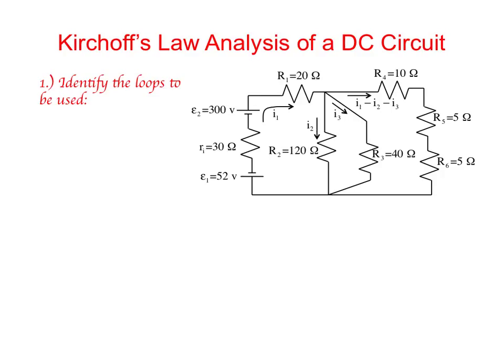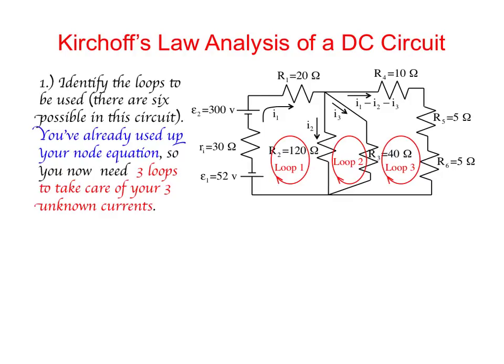So before you can write out loop equations, you have to identify the loops that are available to you. In this particular circuit, there's 6 of them. Here we have one loop, a second loop, a third loop, a fourth loop, a fifth loop, and a sixth loop.